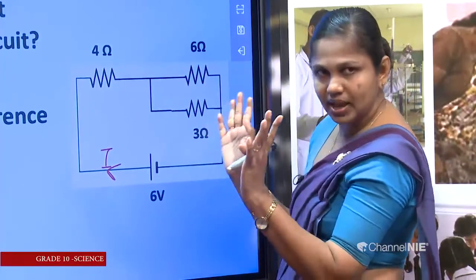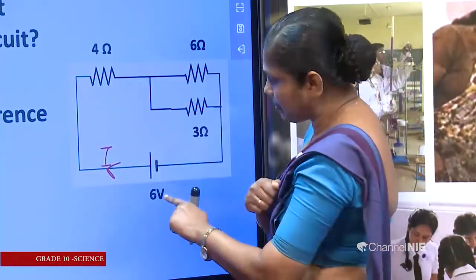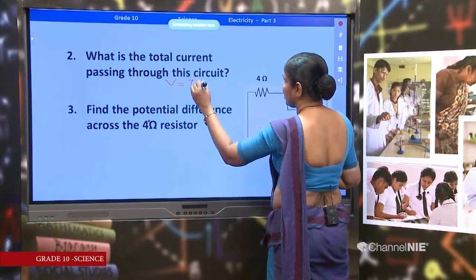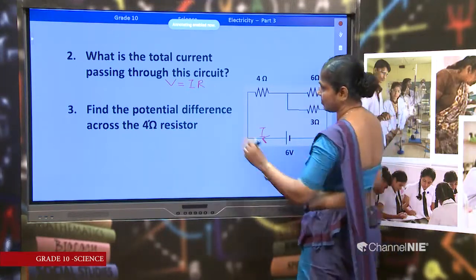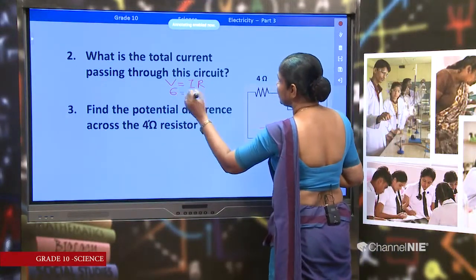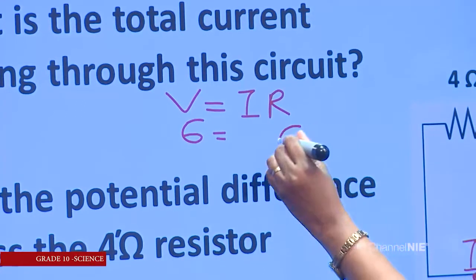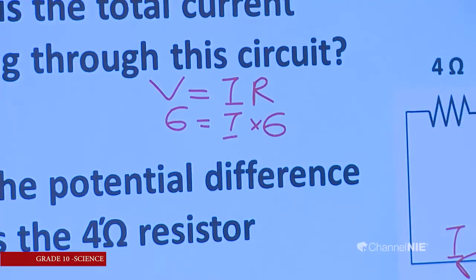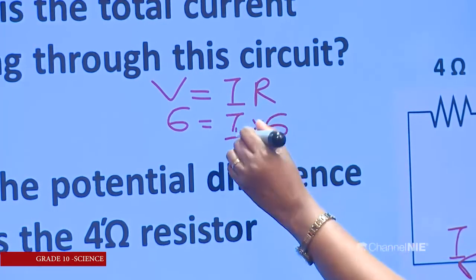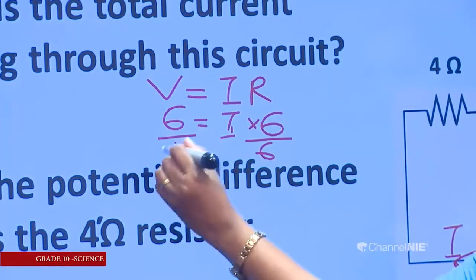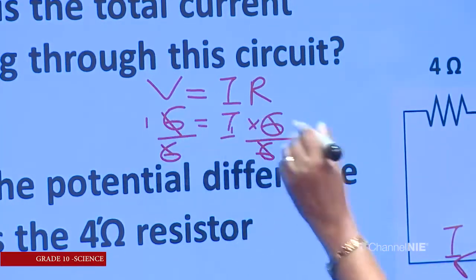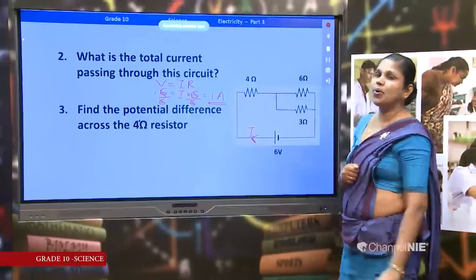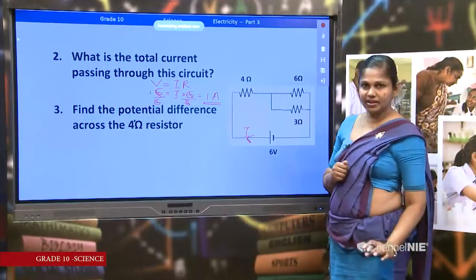6 ohm is the complete equivalent, and the potential difference of the circuit is 6. V is 6 and R also 6, equivalent R, then I. Then how to get I, children? When you isolate I here, both sides must be divided by 6, then you get I as 1 ampere. This is the total current passing through this circuit.